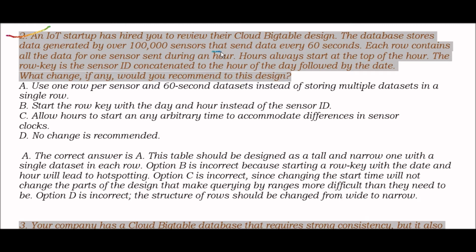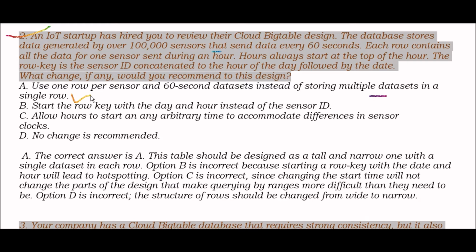Option A. Use one row per sensor and 60-second data sets instead of storing multiple data sets in a single row. Yes, option A is correct because this table should be designed as a tall and narrow one with a single data set in each row. So option A is the recommendation for this design.